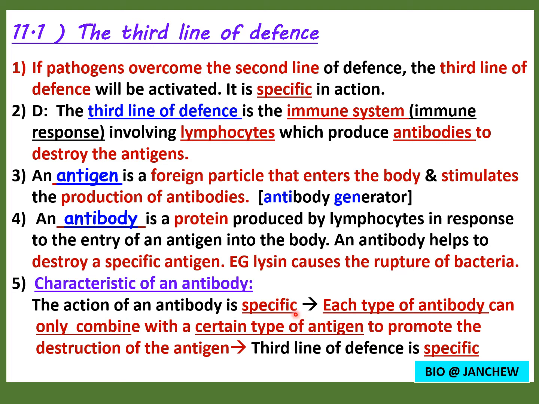That's why we say that the third line of defense is specific. Now, what's the meaning of the word specific? It's quite similar to the characteristic of an enzyme, which is also specific, right? One enzyme can only act on one specific substrate. So same with the antibody. Each type of antibody can only combine with a certain type of antigen to promote the destruction of the antigen. That's why we say the third line of defense is specific.